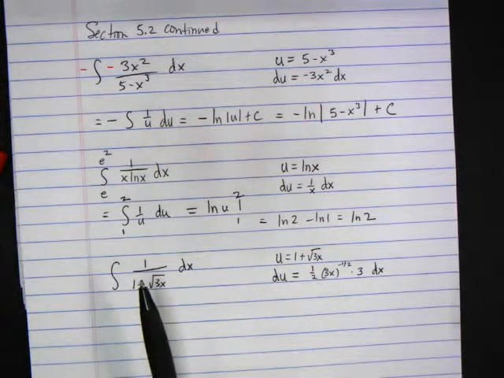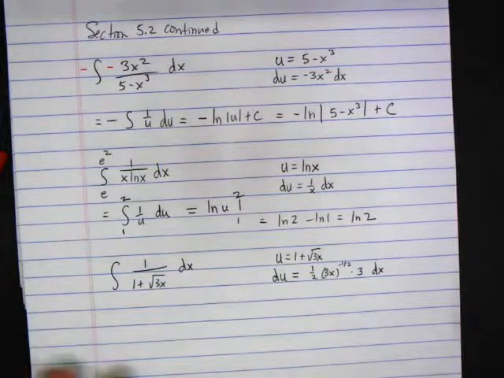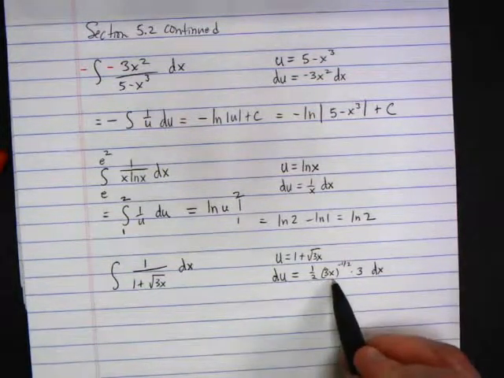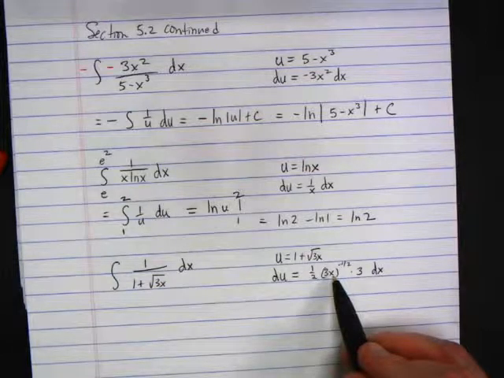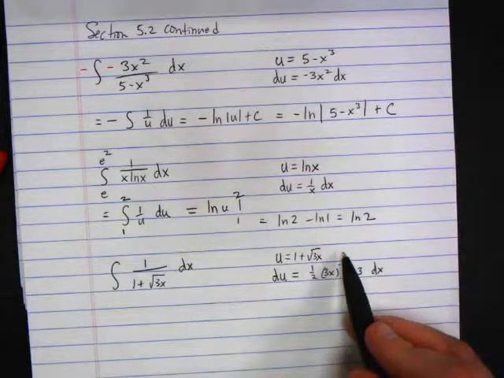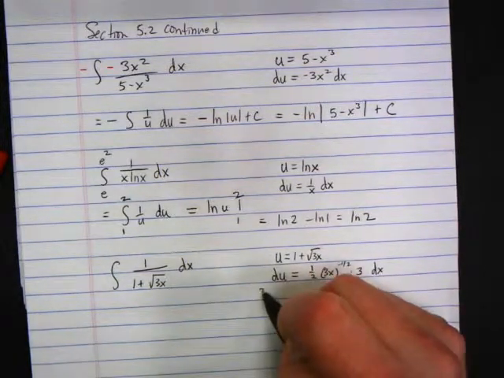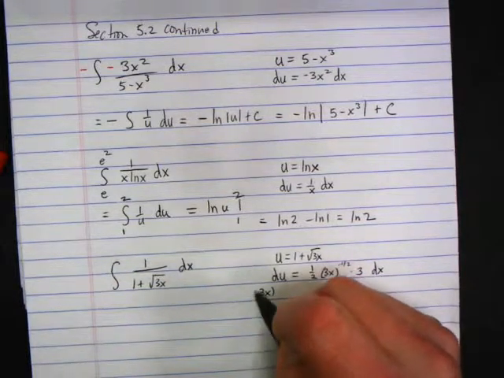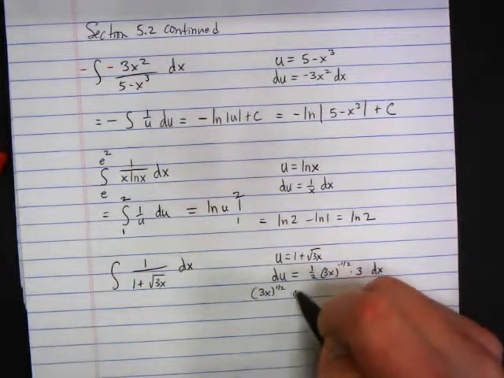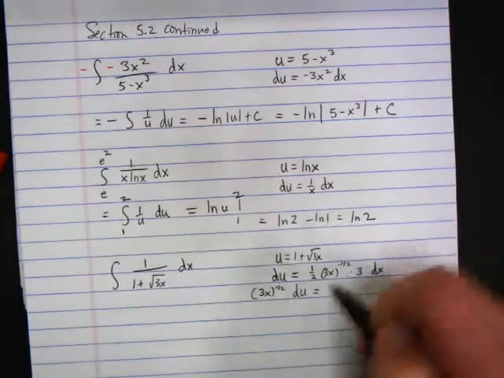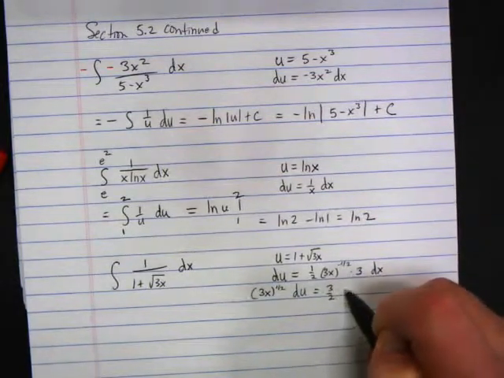You can multiply by that. I can multiply by that, sure, if I want. So I'm going to multiply by 3x to the positive 1 half, because then the negative 1 half and the positive 1 half will cancel each other out. So multiplying by 3x to the positive 1 half du equals, this would be 3 halves dx.